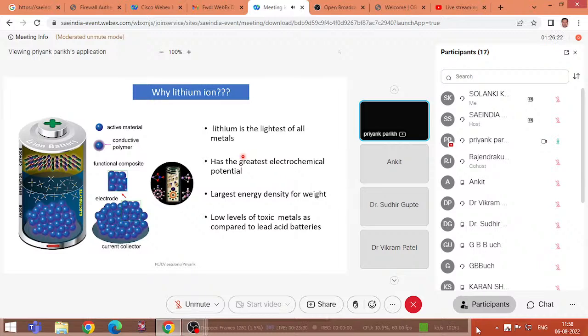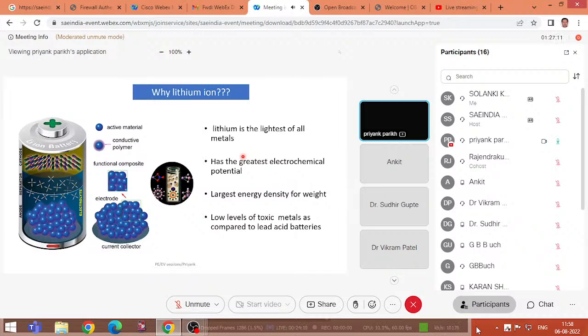Then it has the greatest electrochemical potential. What is electrochemical potential? Back to your chemistry days, guys. So basically electrochemical potential is the tendency of the material to react. Okay. So the lesser the number of electrons in the outermost orbit, the more reactive the element will become, right? So how many electrons does lithium have in the outermost orbit? So it becomes very easy for exchange of the electrons. So that is what makes lithium a reactive material.